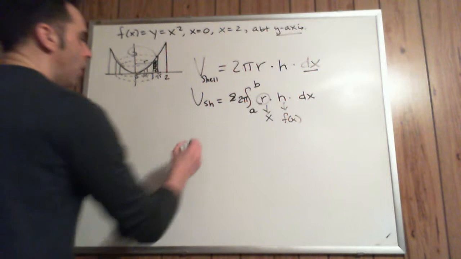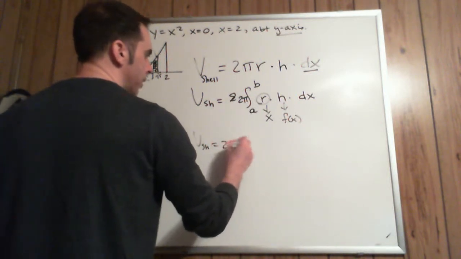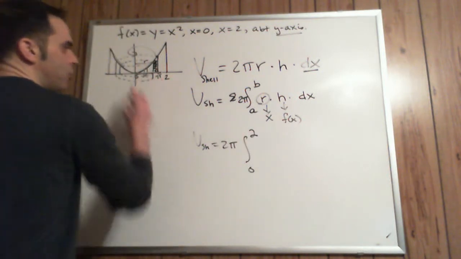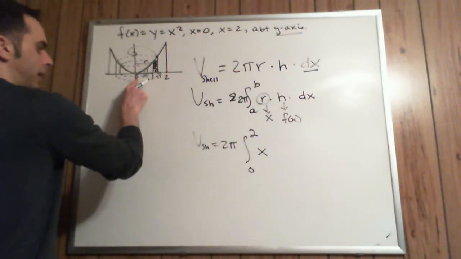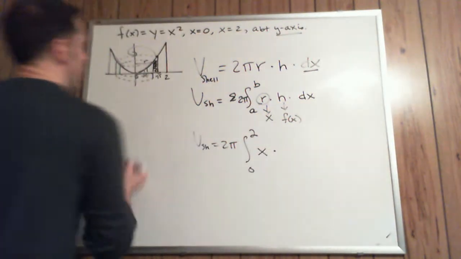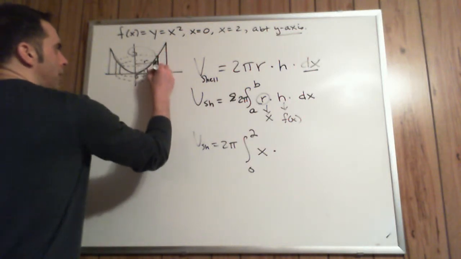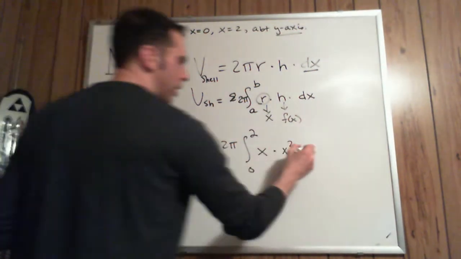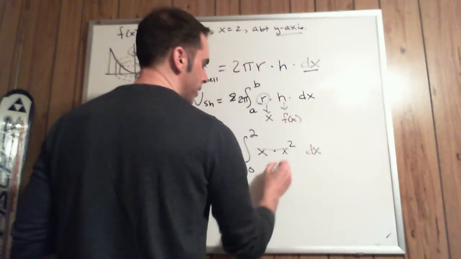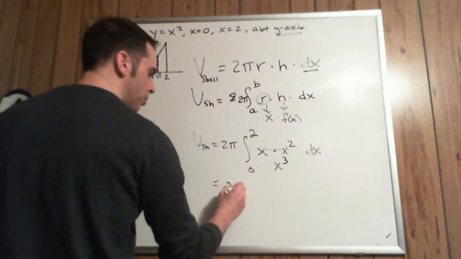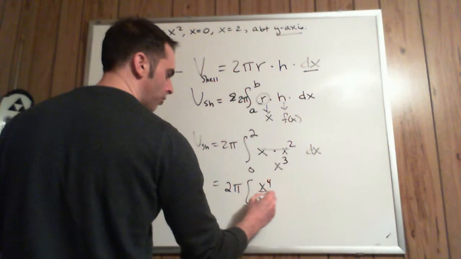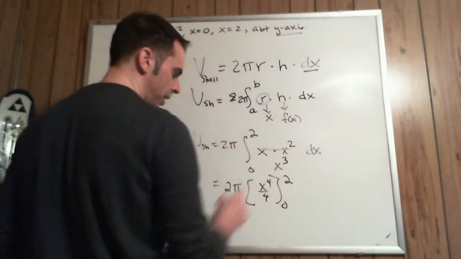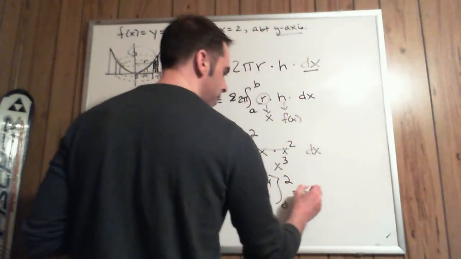So in this case, the volume by shell would be equal to 2 pi times the definite integral from 0 to 2. The distance to the axis of rotation is just x, x minus 0, times the height of the rectangle. The height of one rectangle would be top minus bottom. The top is x squared, minus the bottom, which is just 0, times dx. You clean this up and make this x cubed, and this becomes 2 pi times x to the 4th over 4 from 0 to 2. Put in the 2: 2 to the 4th is 16, divided by 4 is 4, times 2 pi is 8 pi.